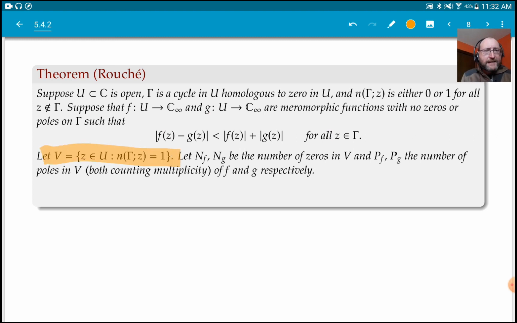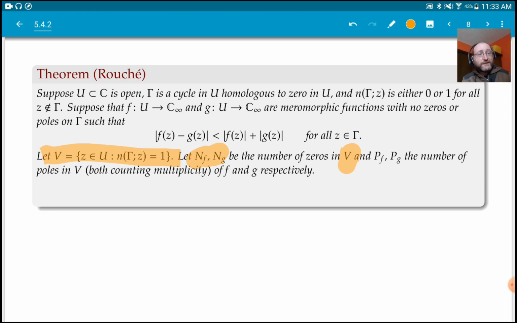Let's give a name to the inside. Let's call it V. Those are all the points that gamma winds around. And let n sub f and n sub g be the number of zeros, counting multiplicity, inside V, of f and g respectively. So n sub f is the number of zeros in V, just inside gamma, counting multiplicity, of f, and n sub g is the same thing for g.